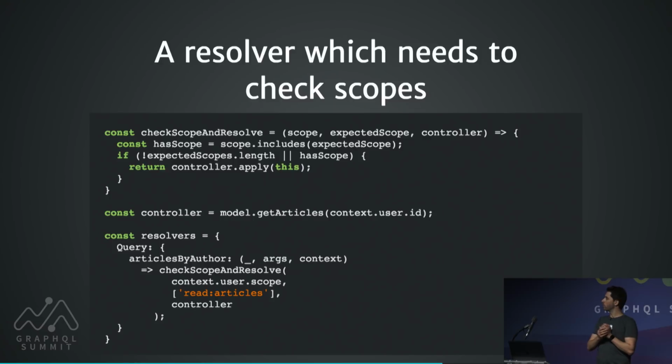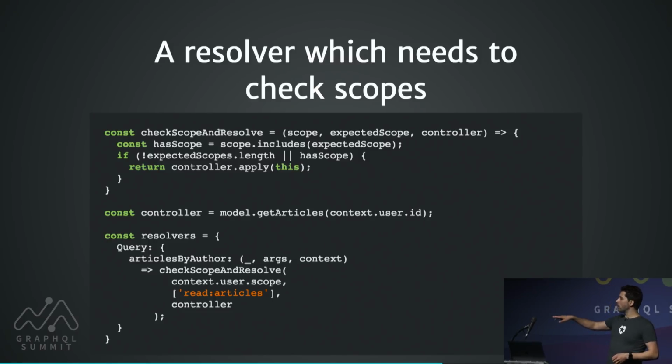So basically, we're starting to delegate to this other resolver called checkScopeAndResolve. It's going to take the scope that the user has in their JSON Web Token. It's going to take a set of expected scopes, so what we want them to have, perhaps an array. And then we're going to give it some kind of controller, some kind of other thing that's going to do some kind of delegation to our business logic.